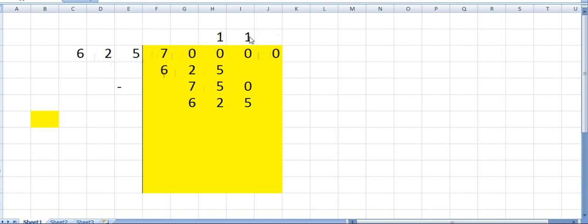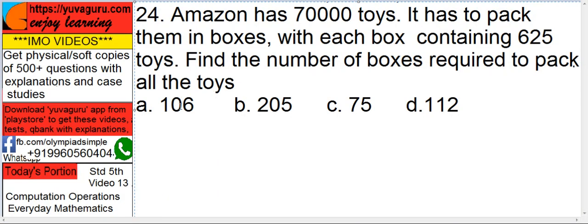Now don't try with the remaining problem now. Just check in the options which option has got 1 1. So D is the option. So why to waste your time in solving the remaining problem? Answer is D. Tick.